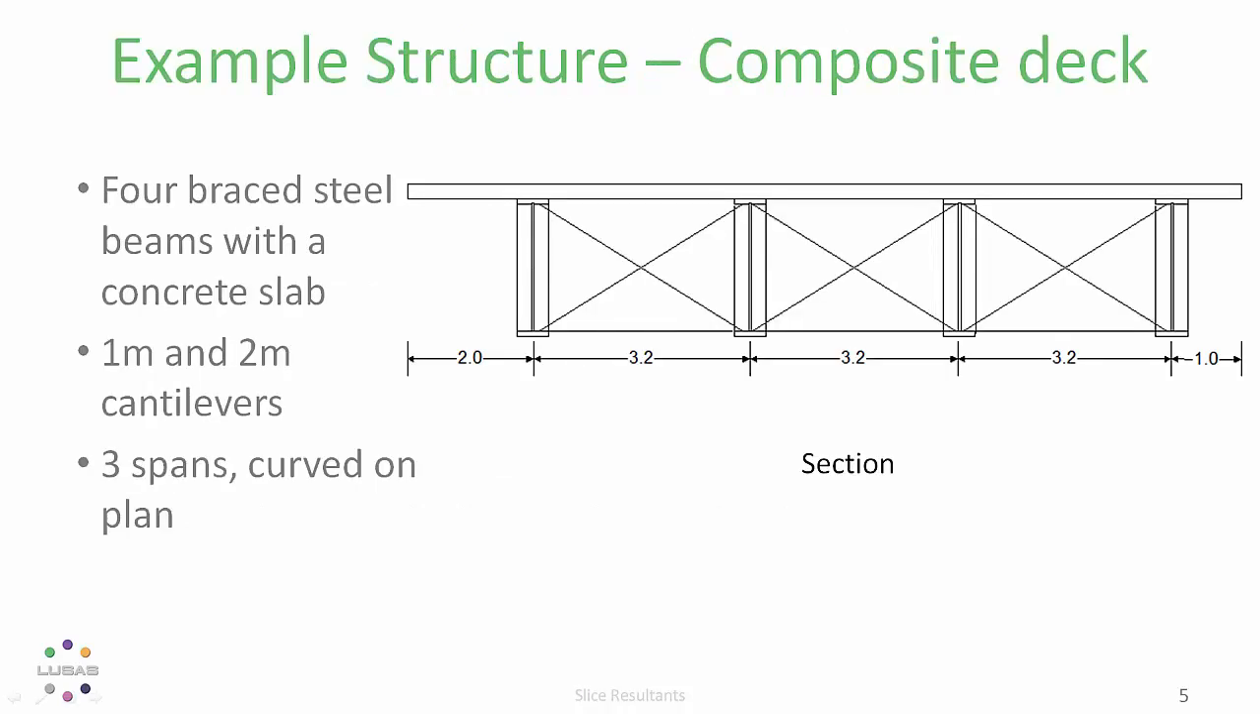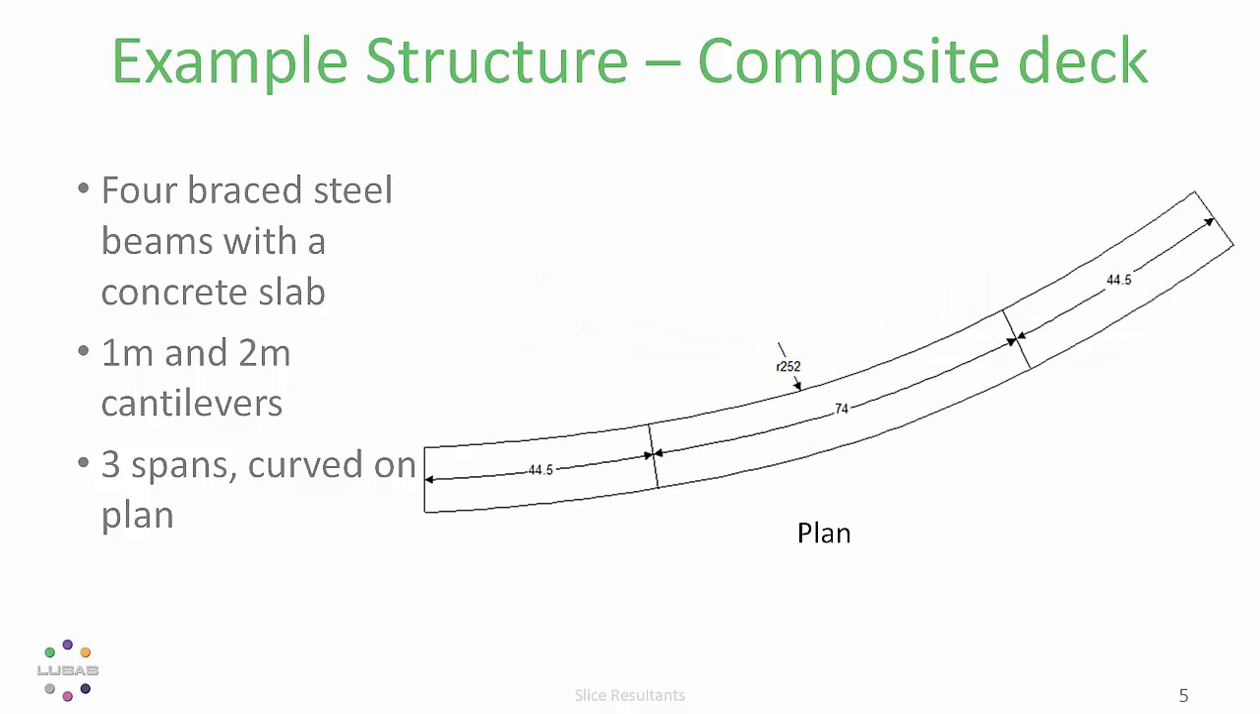So here's a structure we're going to look at in the demonstration. It's got 4 longitudinal I-girders with a composite deck slab on top. We've got 3.2 metre spacing between the girders, and we've also got cantilevers of 1 metre on one side and 2 metres on the other. In plan, we've got 3 spans on a curved deck with a total bridge length of 163 metres.